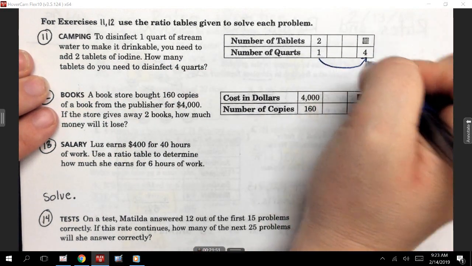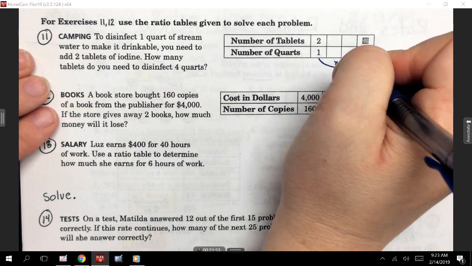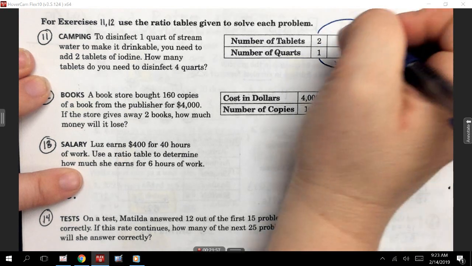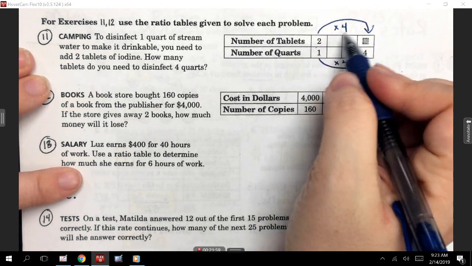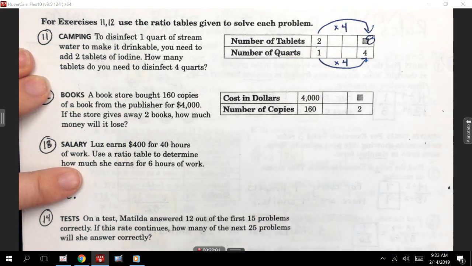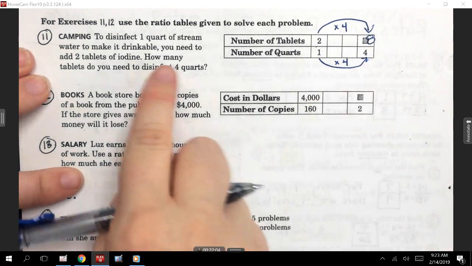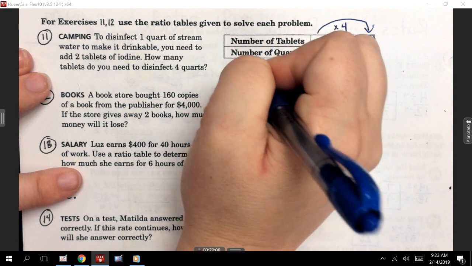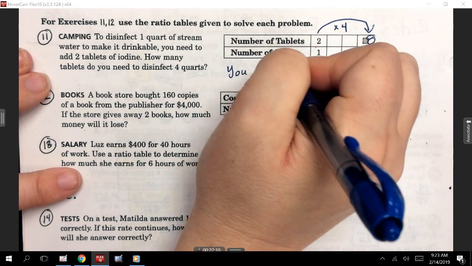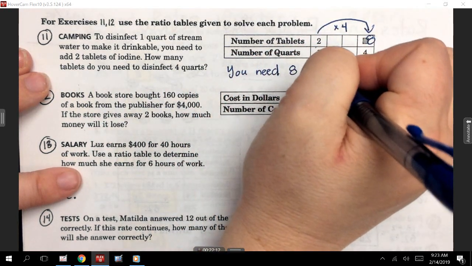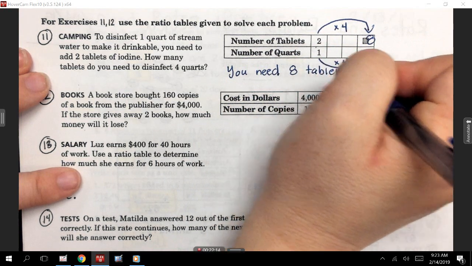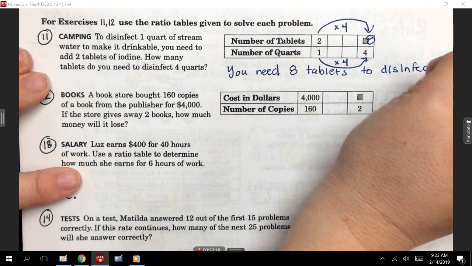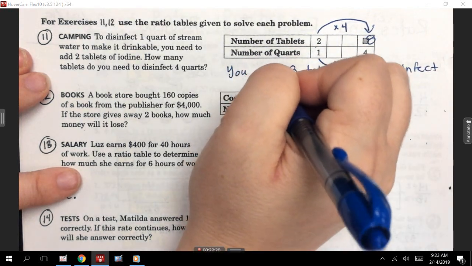Can I go from 1 to 4? Yes, I can do times 4. If I do it on the bottom, I'm going to do it on the top. So 2 times 4 gives me 8. So that means my answer, how many tablets do you need to disinfect 4 quarts? You need 8 tablets to disinfect 4 quarts.